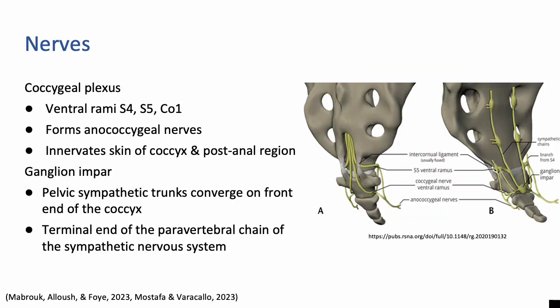So the nerves of the coccyx are going to be made of the coccygeal plexus, which innervates the skin of the coccyx and the postanal region, and then also the ganglion impar, which is the terminal end of the paravertebral chain of the sympathetic nervous system. And the pelvic sympathetic trunks converge on the front end of the coccyx.